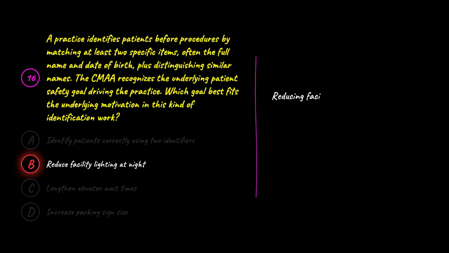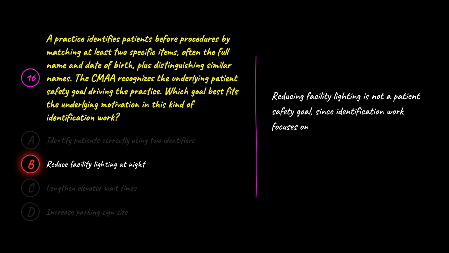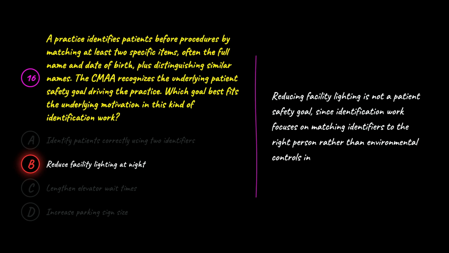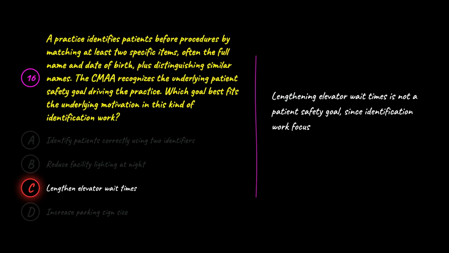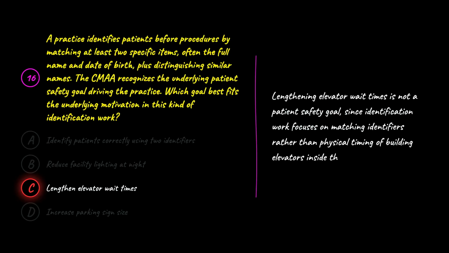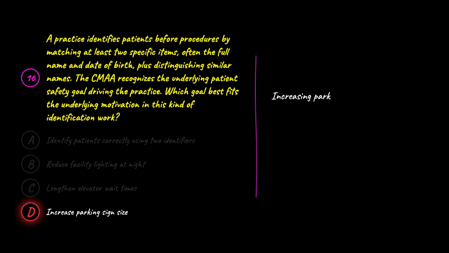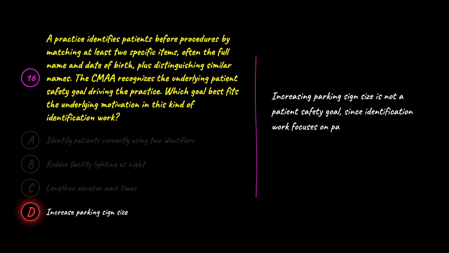B is wrong because reducing facility lighting is not a patient safety goal, since identification work focuses on matching identifiers to the right person rather than environmental controls in the facility itself. C is wrong because lengthening elevator wait times is not a patient safety goal, since identification work focuses on matching identifiers rather than physical timing of building elevators inside the facility. D is wrong because increasing parking sign size is not a patient safety goal, since identification work focuses on patient identifiers at the point of care rather than wayfinding signs outside the facility.